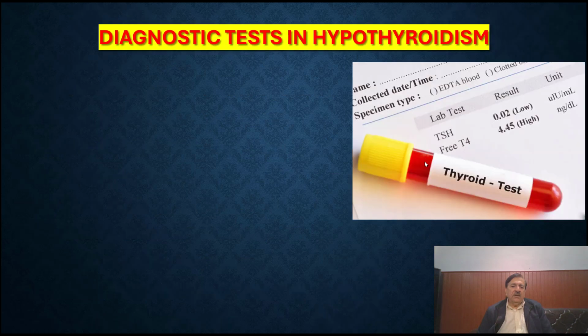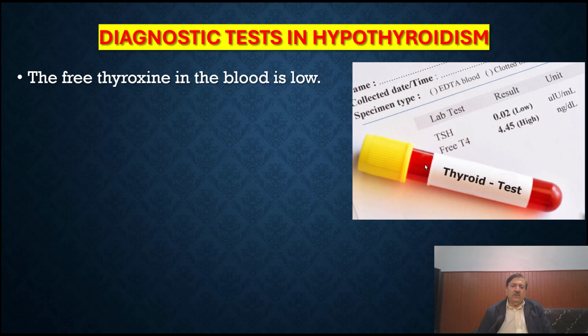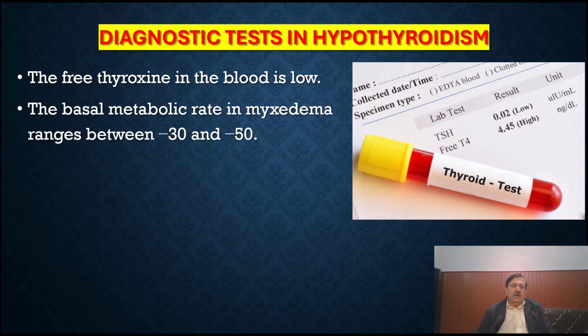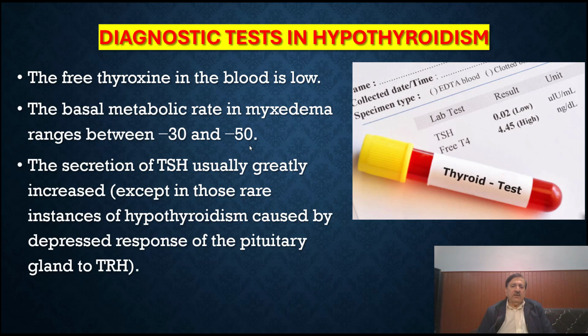Diagnostic tests in hypothyroidism. The plasma thyroxine in the blood is low. The basal metabolic rate in myxedema ranges between -30 and -50. The secretion of thyroid stimulating hormone usually greatly increases, except in those rare instances of hypothyroidism caused by depressed response of pituitary gland to thyroid stimulating hormone.